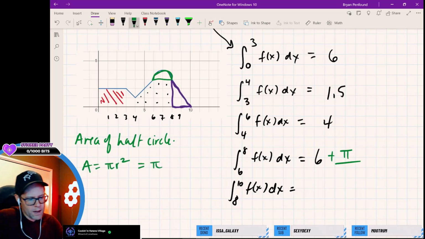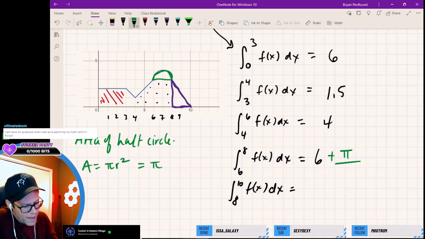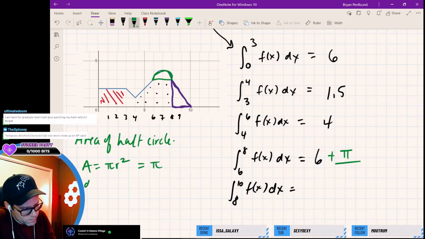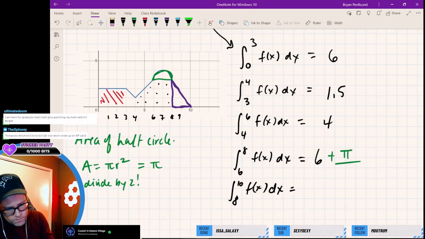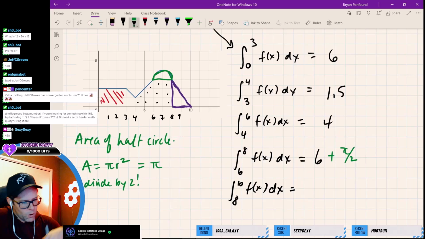How do we feel about that? No, it shouldn't be pi, it should be half pi. The area, I have to divide by 2. So pi over 2. How does that sound? Okay, what do we want to do with this 8 to 10?